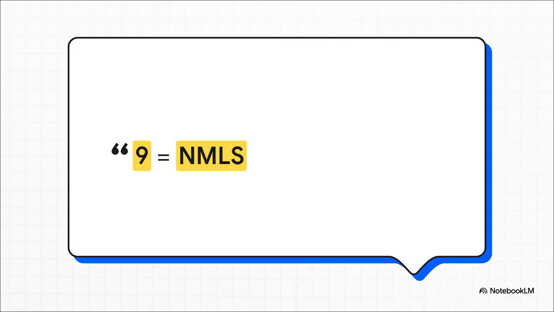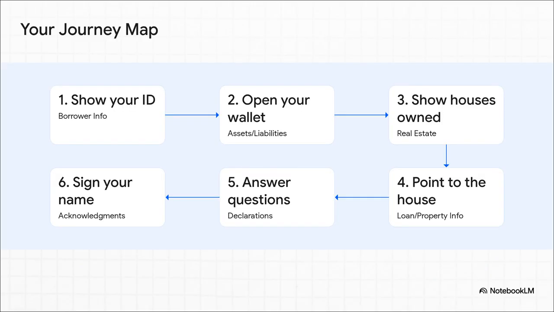So let's zoom out and look at the whole map we just traveled. See how it tells a story? First, you show your ID, who you are. Then you open up your wallet and show your complete financial life, your assets, your debts, your other properties. Next, you point to exactly what you want, the house and the loan. You answer some personal questions about your past, then you sign on the dotted line saying it's all true. Finally, a few quick checks for military status and fair lending data, and your loan officer puts their name on it. See? It's a complete, logical story from start to finish.